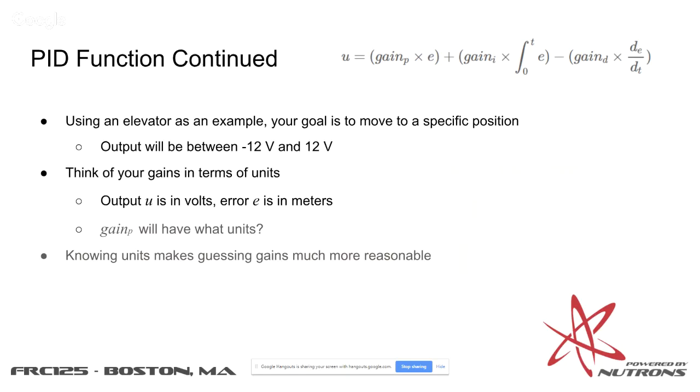Using an elevator, for example, your goal is to move to a specific position. Your output will be between -12 volts and 12 volts. You should think of your gains in terms of units, where U is your output in volts and E is your error in meters. So your gain P will be in what units? Knowing your units makes guessing much more reasonable.